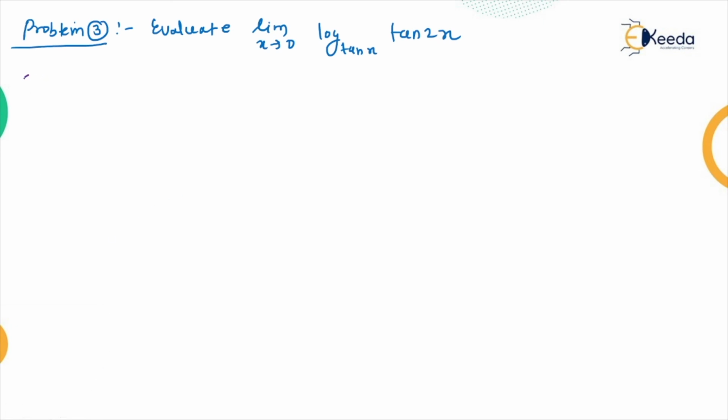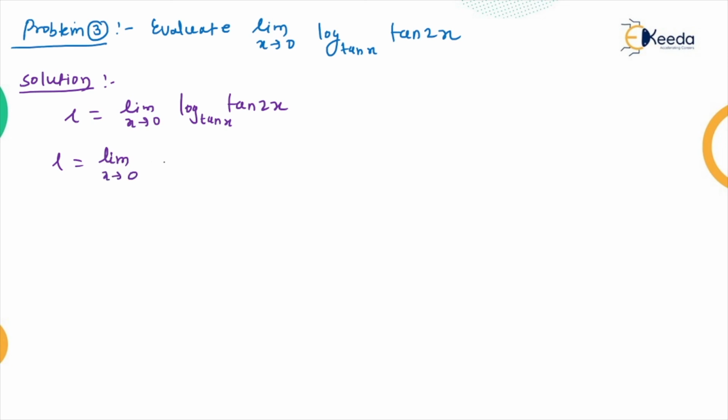So let's see how to write its solution, guys. Let the given limit be L, which is the limit as x tends to 0 of log to the base tan x of tan 2x. I'm just using the logarithmic property, guys. This can be written as L is equal to limit as x tends to 0 of log of tan 2x upon log of tan x.